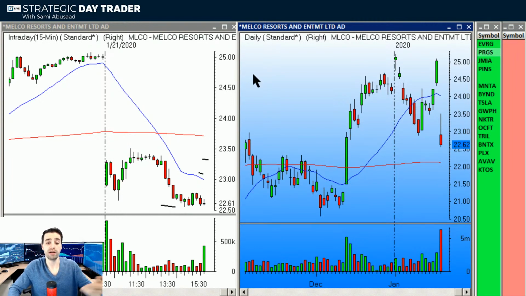So I look to short. I look to short these usually early in the morning and in the early afternoon too. So that's the two times: early in the morning if it has a lot of shock value, and also early in the afternoon to short it again.